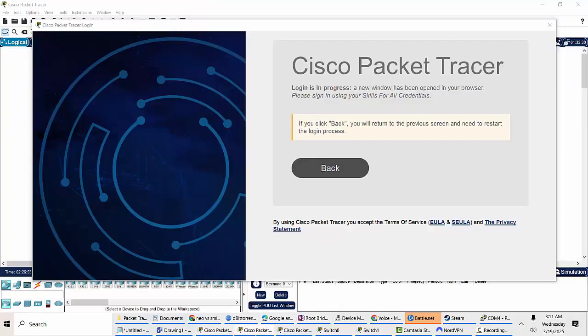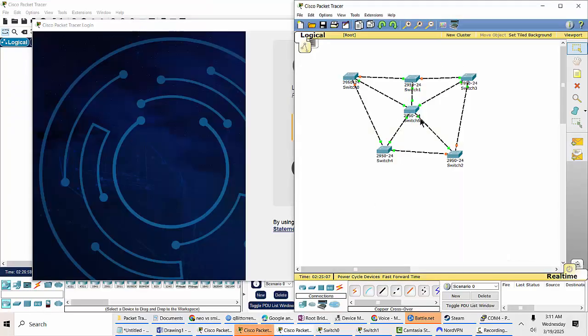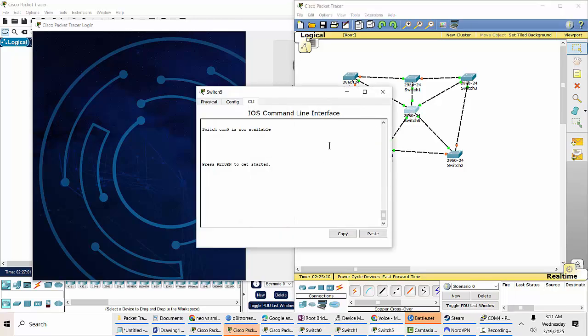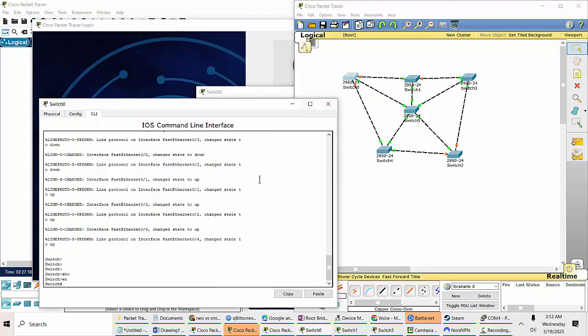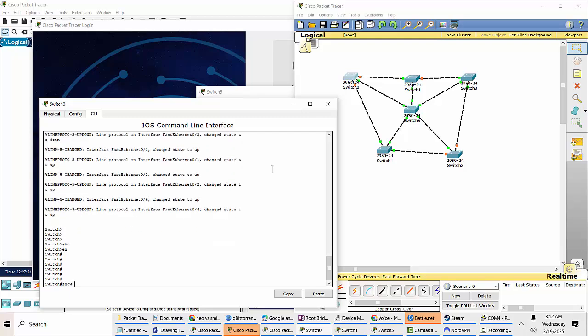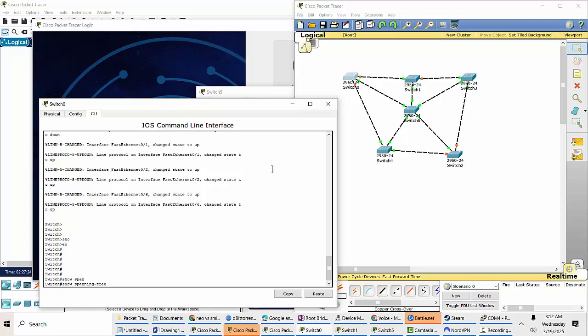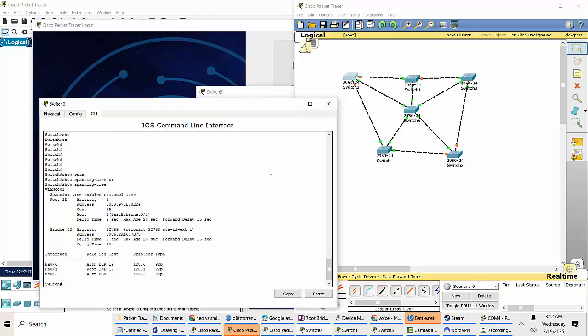So let's go back over to here. I changed the priority to 0. This bridge is the root. Notice that every one of our links is forwarding. Let's go over to this one. Let's switch up here. As you can tell by the lights, not all are actually forwarding. Only one link in spanning tree is forwarding.